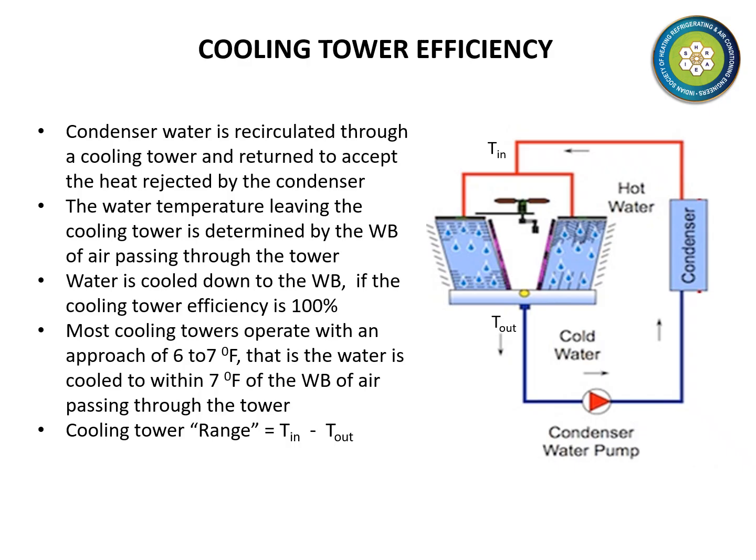The condenser water flowing out of the condenser in the chiller is typically pumped up to the cooling tower, where it gets cooled down to a temperature approaching the wet bulb temperature of the air passing through the tower. Typically, the water is cooled to within 7 degrees Fahrenheit of this wet bulb temperature.